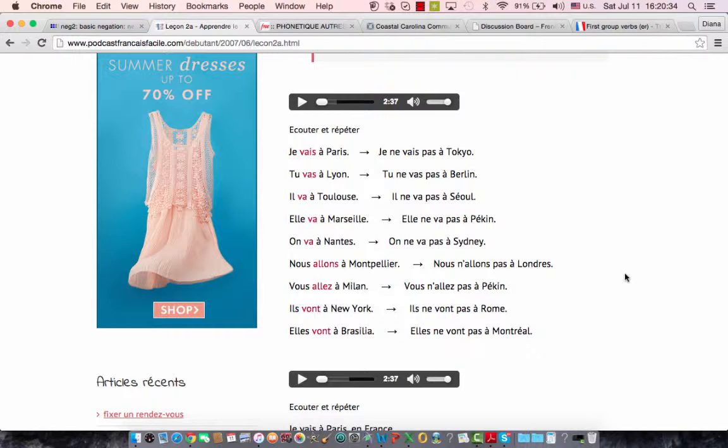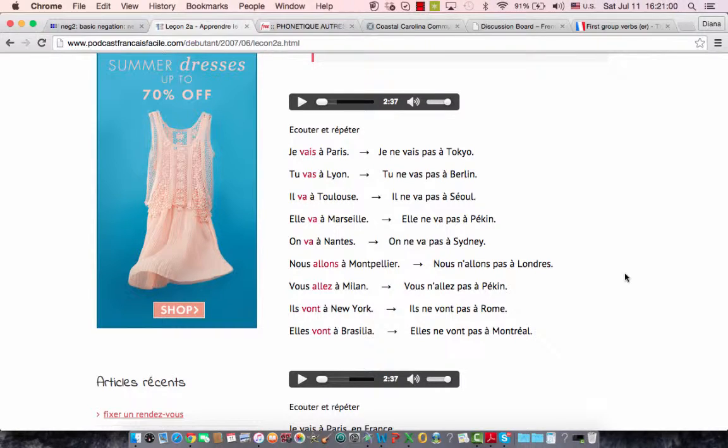Tu vas à Lyon. You're going to Lyon. Tu ne vas pas à Berlin. You're not going to Berlin. Il va à Toulouse. He's going to Toulouse. Il ne va pas à Seoul. He doesn't go to Seoul. Elle va à Marseille. She goes to Marseille. Elle ne va pas à Pékin. She's not going to Beijing or Peking.